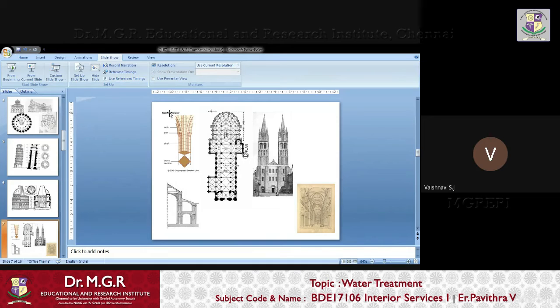So what is this called? Where was it found? Actually, the name of this column is already given here. It's compound pier, and it was found in a specific country with Romanesque style. Which country was that? France, ma'am. France. Correct.